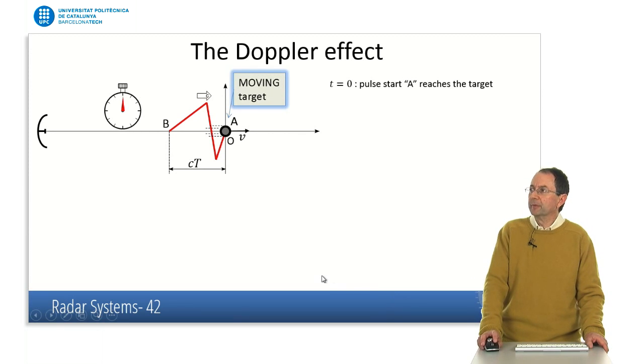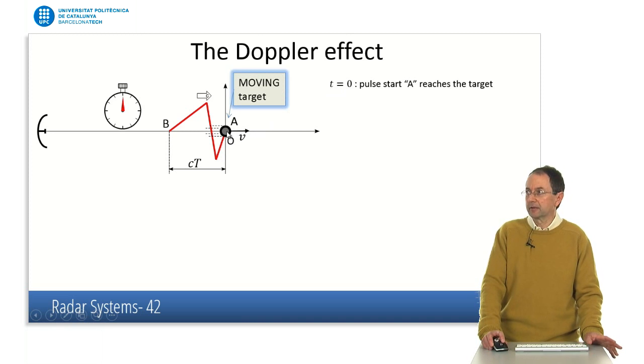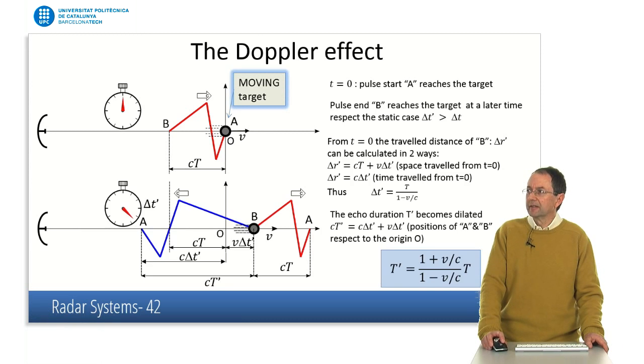We repeat the experiment. So now our target is moving towards the right side of the slide at a certain velocity, v. As before, we reset our clock t equal to 0 when the pulse leading edge reaches the target at this point. Okay? Now, after a small time, the trailing edge of the pulse actually abandons the target.